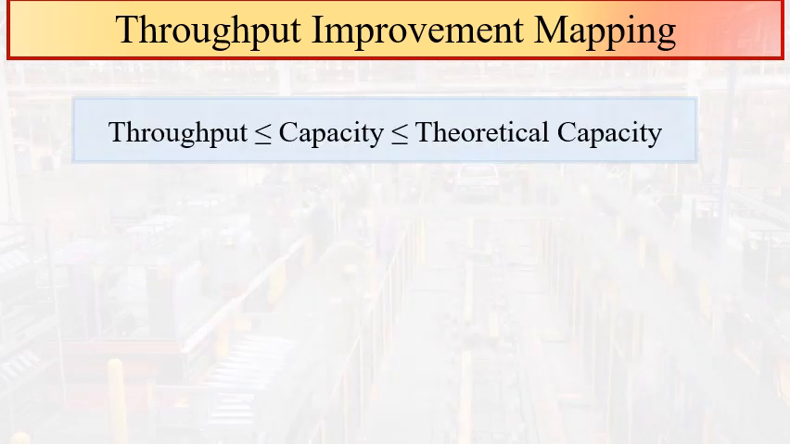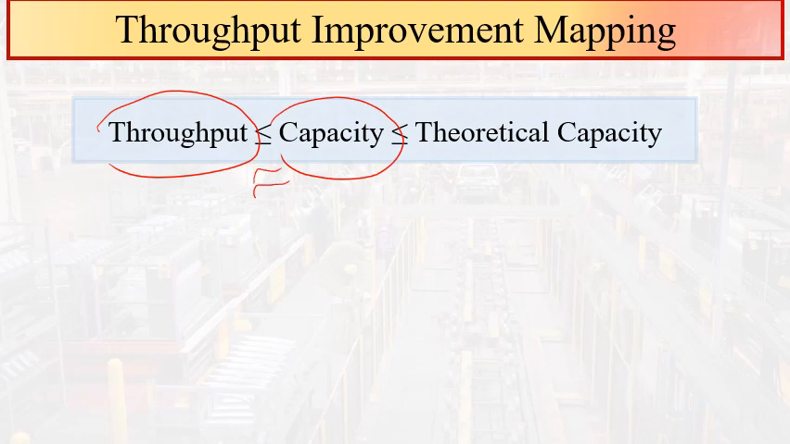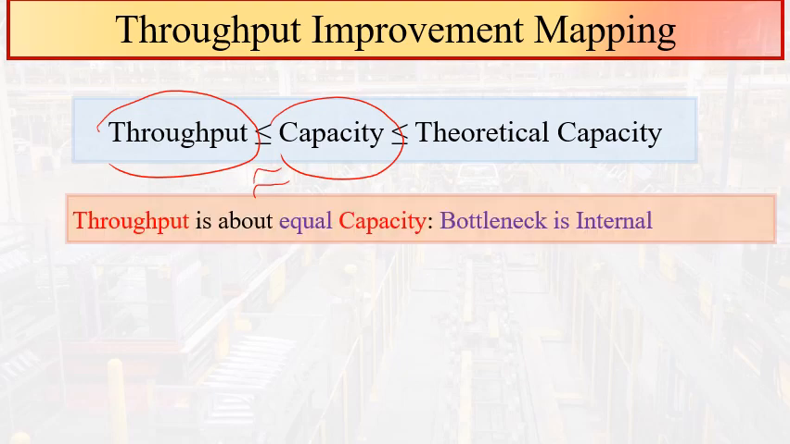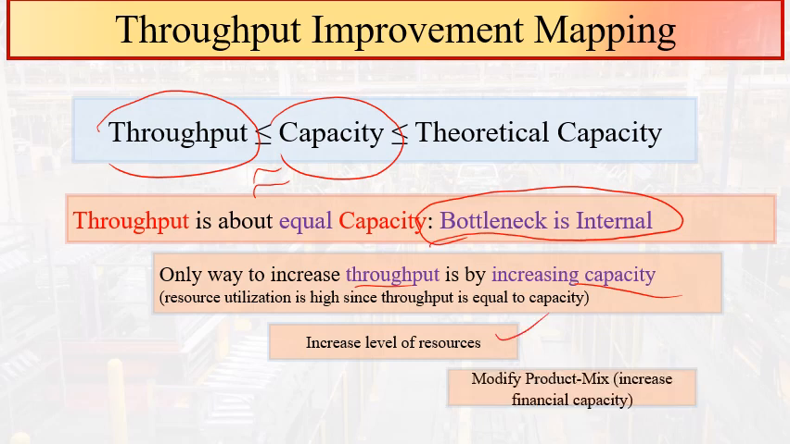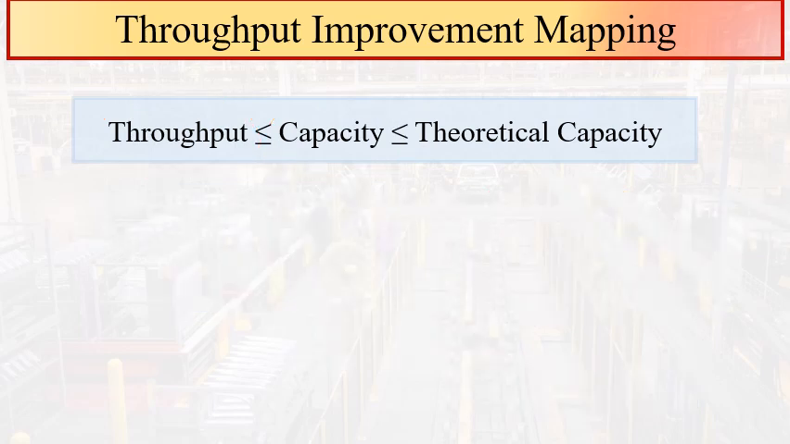So now what happens if your throughput is almost equal to your capacity? Then obviously your bottleneck is not external, it is going to be internal. It's inside your organization. And the only way to increase your throughput is by increasing capacity at that point. And you could do that by hiring more people, changing the product, adding more product.